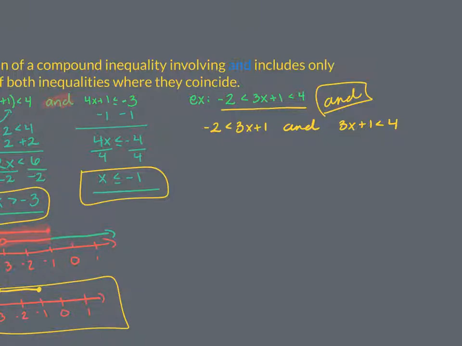Now that I've done this, I'm going to simplify the inequality on the left by subtracting 1 from both sides, and then dividing both sides by 3. And then I'm going to go to the inequality on the right, and I'm going to subtract 1 from both sides again. And then I'm going to divide both sides by 3. So what I have here is all numbers of x greater than negative 1 and all numbers x less than 1. So again, I'm going to draw my inequality.